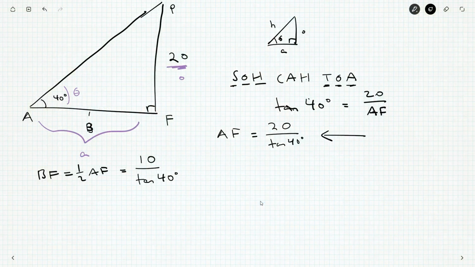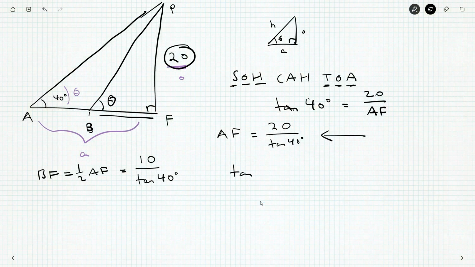So now that I know BF, let's add in our hypotenuse. We want this angle here. I'm going to call him theta again. So theta, and what do we know? Well, we know 20, the opposite, and we know the adjacent here. It would be 10 over tan 40.